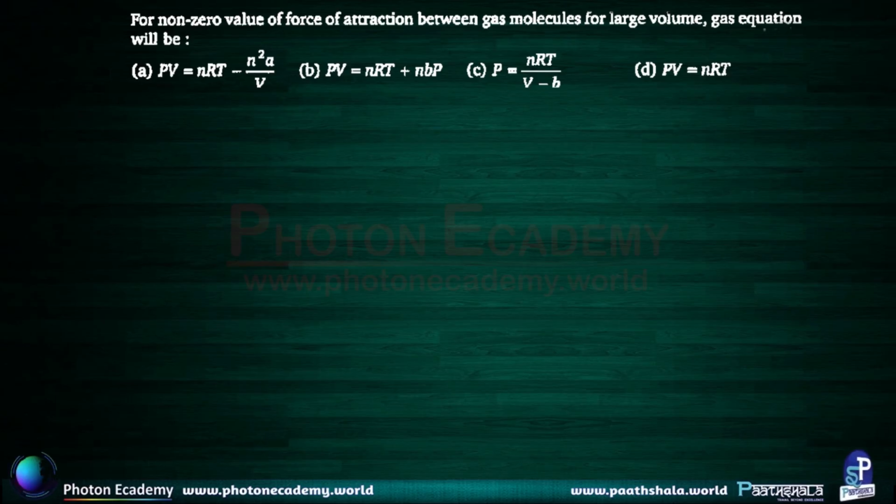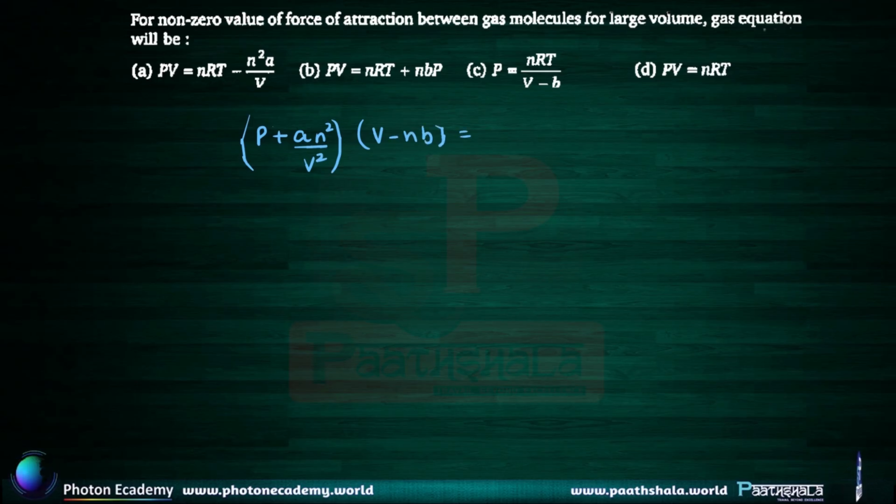For non-zero value of force of attraction between the gas molecules for large volume, the gas equation will be. So let's rewrite the equation. (P + an²/V²)(V − nb) = nRT, right? And when the force of attraction is not negligible, it is non-zero. It means that the an²/V² term would contribute.